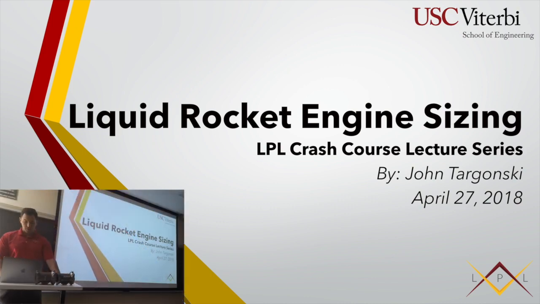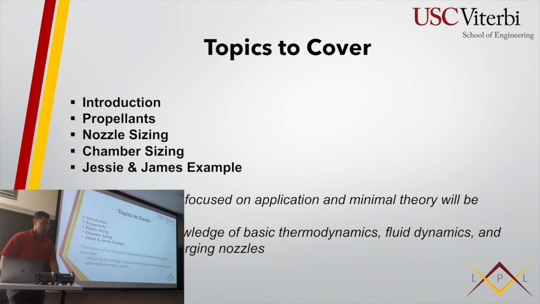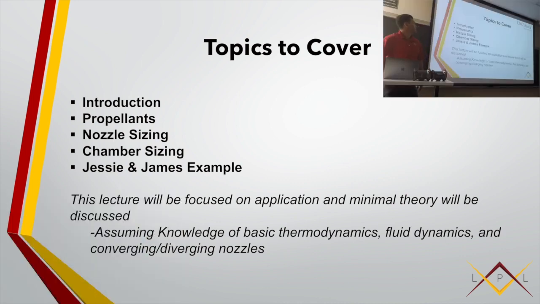So we're going to go over liquid rocket engine sizing today. The topics we'll cover: a quick introduction to how rockets work, how thrust is generated and the equation for getting it, and the various propellant combinations you could use. Then we go into sizing the engine: nozzle sizing, chamber sizing, and then we'll step through all the things we talked about using the Jessie and James example, so you can get the idea of how this chamber was sized in terms of length, diameter, and everything.